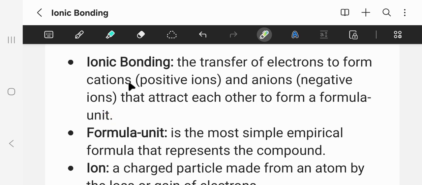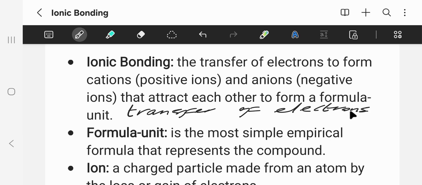In simple terms, guys, ionic bonding is the transfer of electrons between metals and non-metals. It takes place between metals and non-metals. Put in other words, ionic bonding is the transfer of electrons from metals to non-metals. That's what basically ionic bonding is.